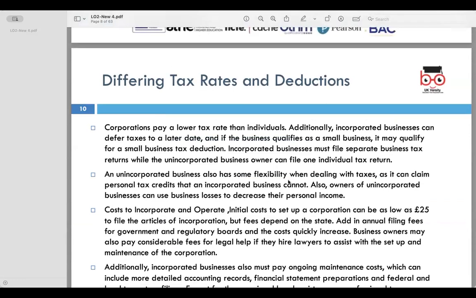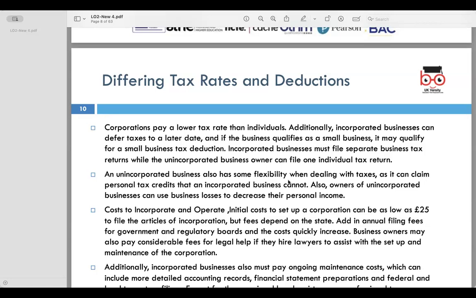Differing tax rates and deductions. Yes, a business pays less in taxes than people do. Established businesses can also put off paying taxes until later. And if the company is small enough, it may be able to get a tax break for that. Businesses that are incorporated have to file a separate business tax return. A company owner who is not incorporated, on the other hand, can file one personal tax return. When it comes to taxes, an unincorporated business has some more freedom than an established business because it can claim personal tax credits. People who own private businesses can also use losses to lower their own income.